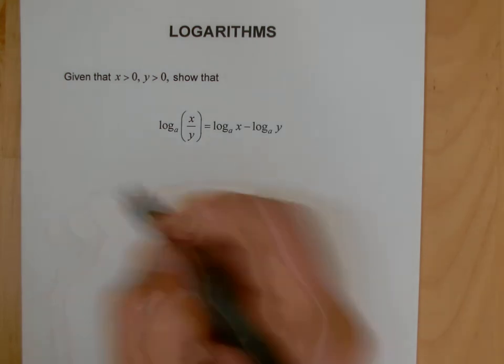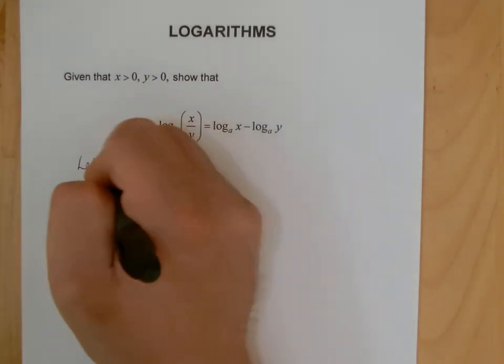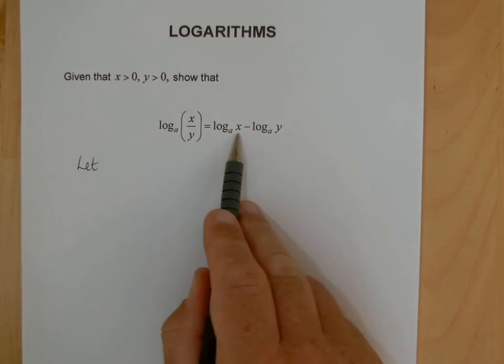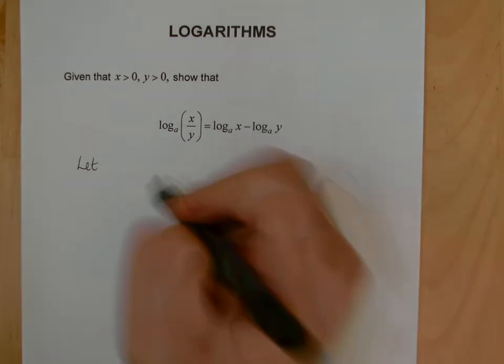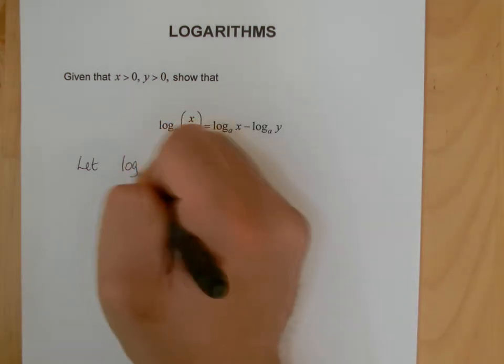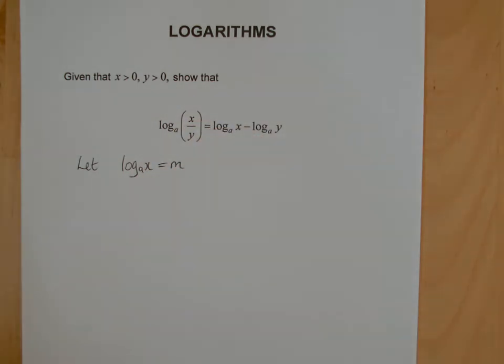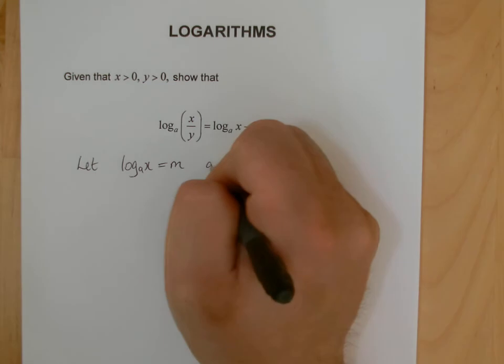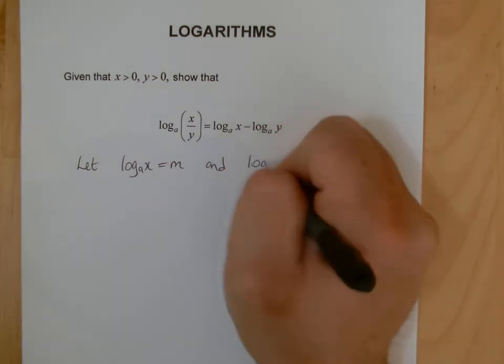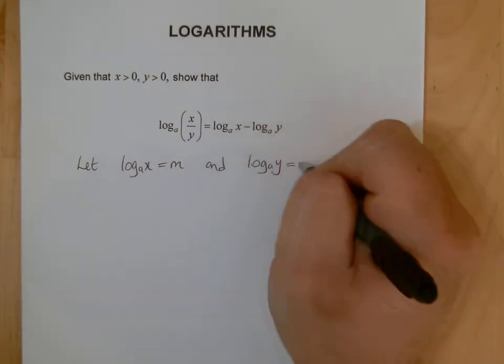So, just like before, I'm going to define log to the base a of x to equal something, because it is equal to something. So I'm going to say, let log to the base a of x equal m. I'm going to use the same letter again, and log to the base a of y equal n.